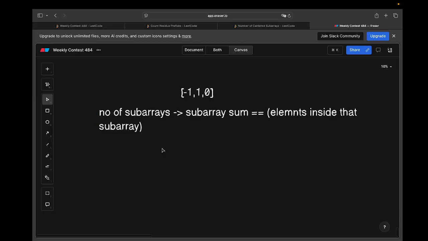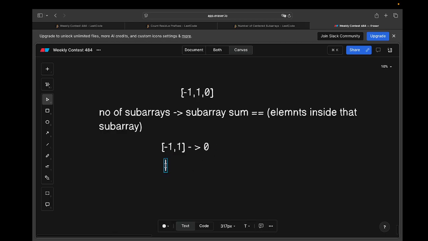What it means, for example, let's say -1 and 1 is a subarray. If I calculate their sum, it becomes 0, and I just have to find if 0 is present inside this subarray, right? If it is the case, that means it is my centered subarray and it contributes to my answer. If it is not the case, then we skip.